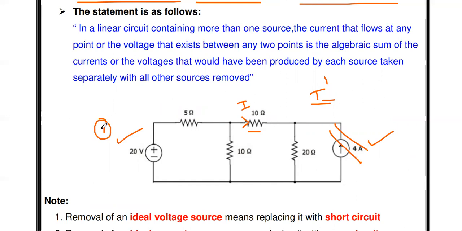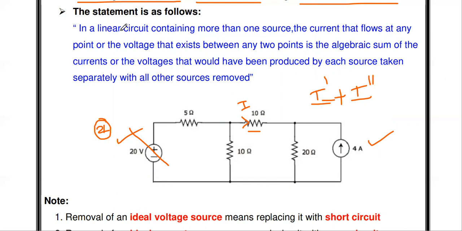Next, in the second step, deactivate the voltage source and activate the current source. Find the current flowing through the 10 ohm resistor because of this current source; it is called I double dash. Then the actual total current flowing through the 10 ohm resistor due to the 20 volt source and the 4 amp current source is the addition of I dash and I double dash. This is nothing but the superposition theorem.